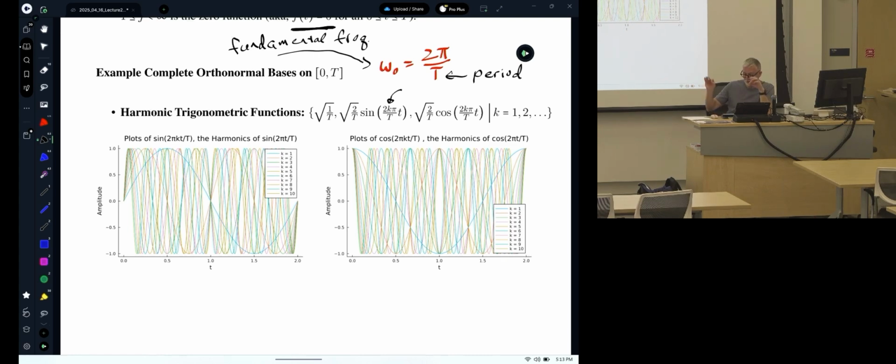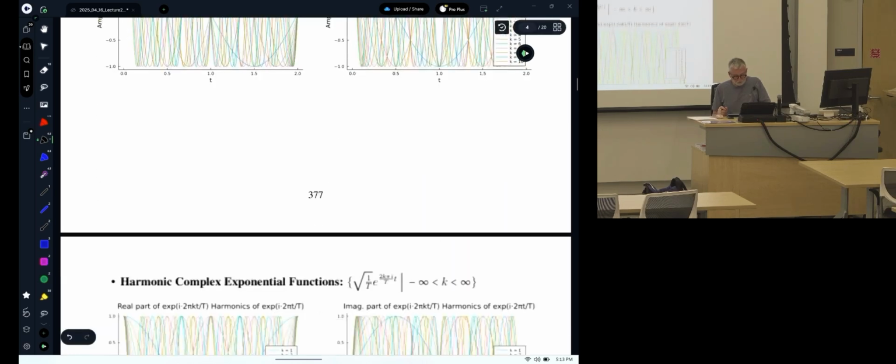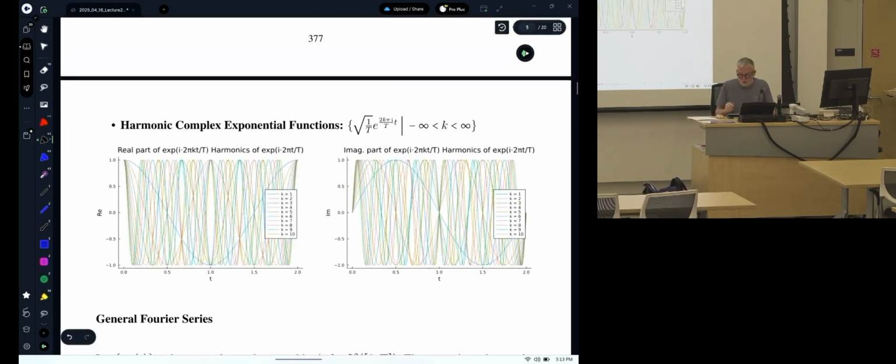We've got omega naught, 2 omega naught, 3 omega naught, 4 omega naught, etc. And we do that for sines and cosines. And there they are. There's the first 10 of them plotted. Or together, the first 20, and I didn't plot the constant. You can do this with complex exponentials as well.